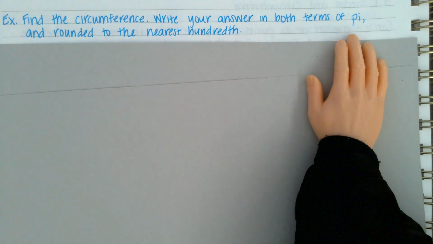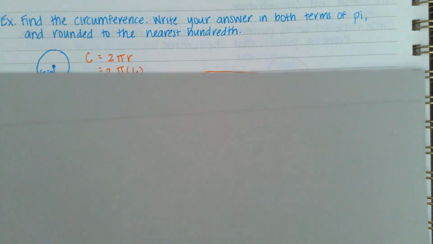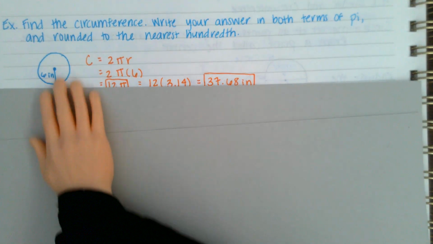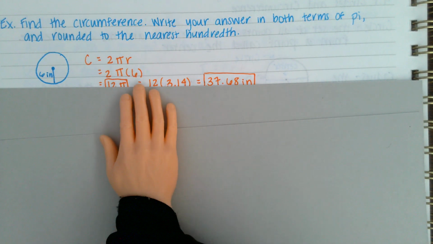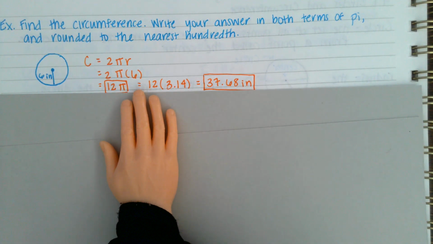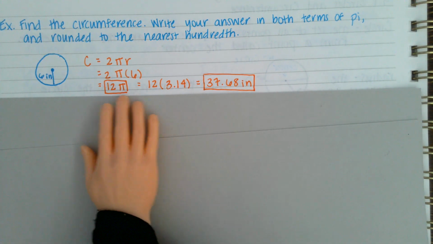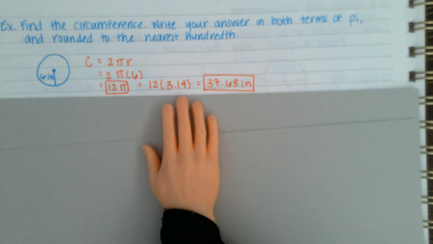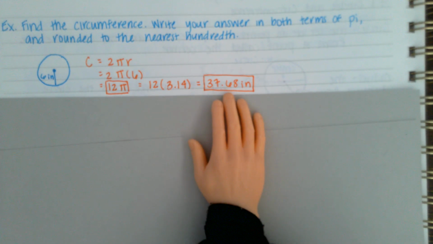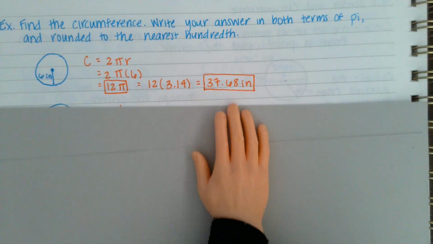So we're going to find the circumference and write our answer in both terms of pi and rounded to the nearest hundredth. If we have this circle, we can see the radius is 6. So using our equation that uses radius, plug in the information you know. 2 times 6 is 12 pi, so that is in terms of pi. Then rounded to the nearest hundredth, using 3.14, we get 37.68 inches.